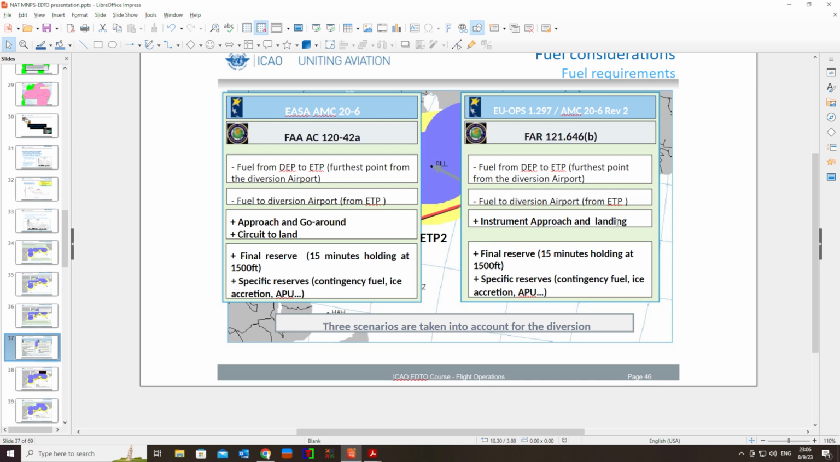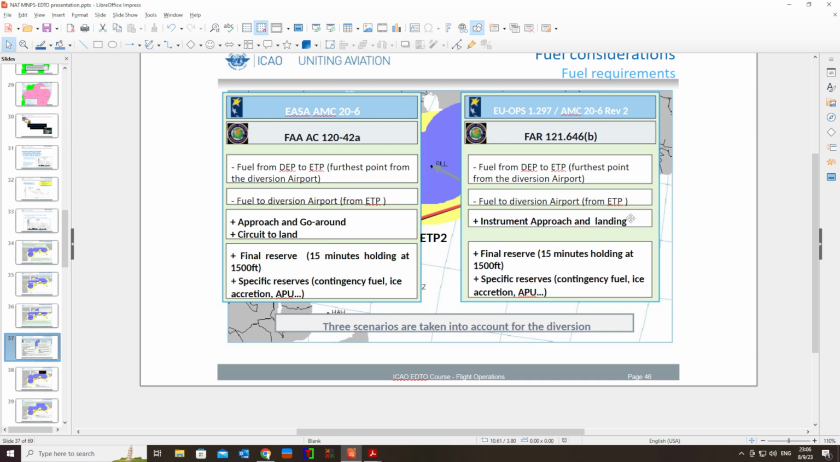For the EU ops, it's an instrument approach landing. That means, as the example that I mentioned earlier, that if you get a NOTAM that your airport, the suitable airport, downgraded the approach procedures to non-precision, then obviously you have to change your airport and recalculate the fuel and send it to the aircraft via ACARS.